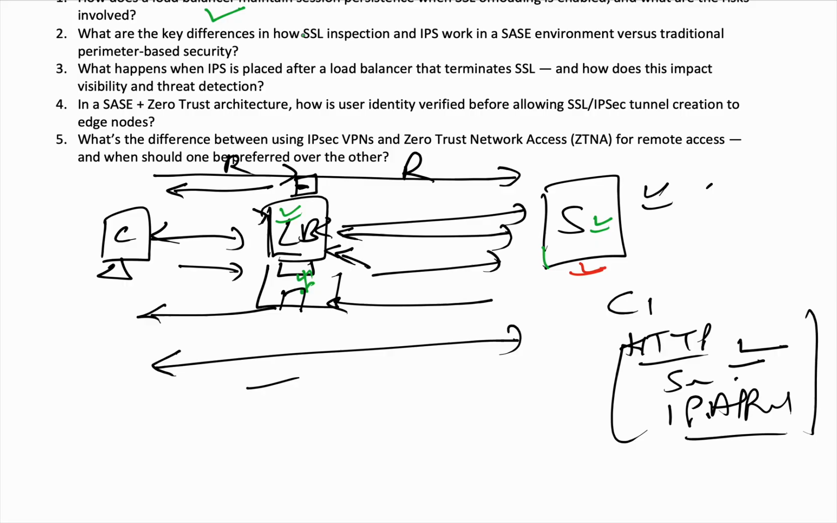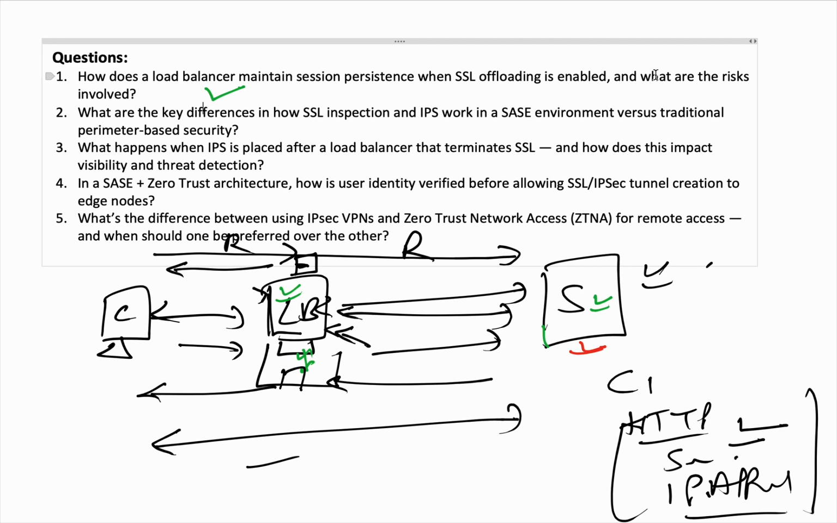Moving on, what are the key differences in how SSL inspection and IPS work in a SASE environment versus a traditional perimeter environment? Right. By the way, for the first part, we were supposed to discuss what are the risks involved. Like I told you, the session will be decrypted, your packet will be decrypted, right? So there is a risk that decrypted traffic will temporarily reside on the load balancer. And if the load balancer is compromised, your whole network can be compromised. So you need to make sure your load balancer is safe, and you also need to make sure that the cookies are encrypted. If they are not encrypted, then it's again an issue.